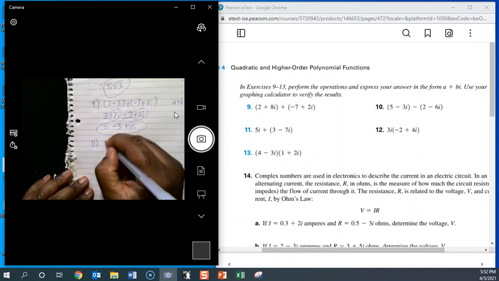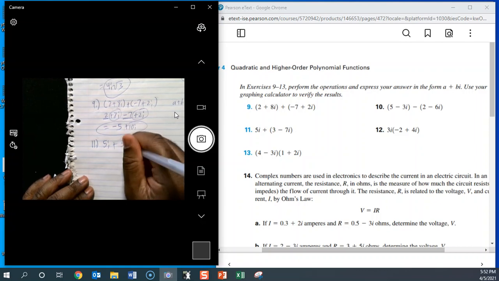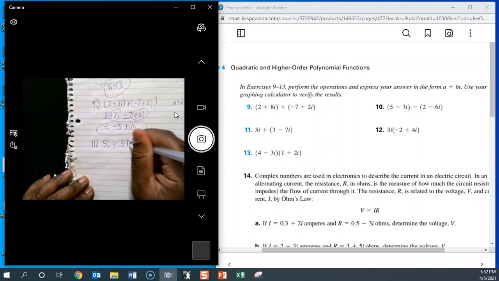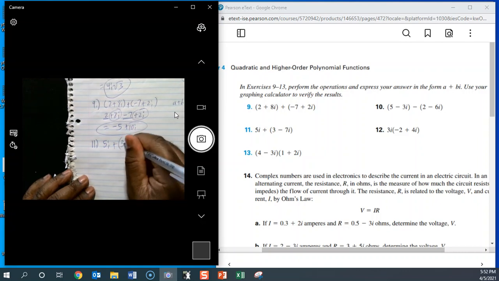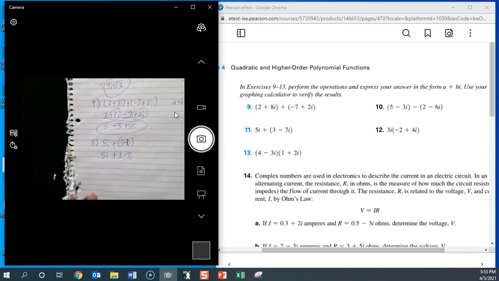All right, number 11. We have 5i plus 3 minus 7i. So inside this parenthesis, there's no like terms, no exponents on the outside, no multiplication. So we could take this out of this parenthesis, and since it has a plus in front of it, we have plus 3 minus 7i. Now, I'm going to have to do number 10 to show you what happens when there is a minus sign in front of the parenthesis, but we'll get back to that.